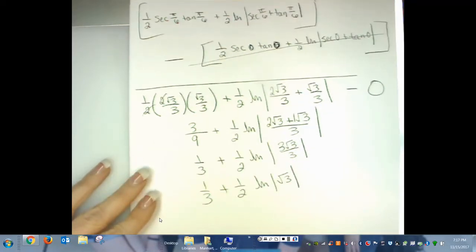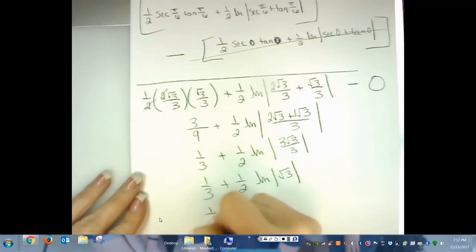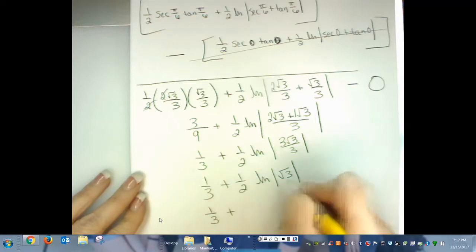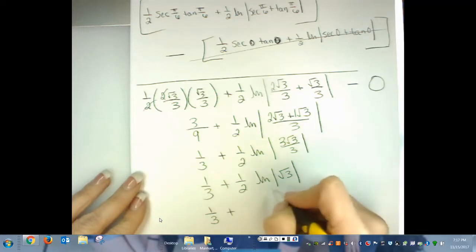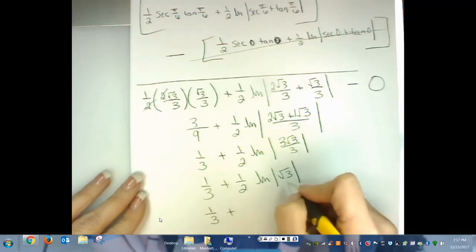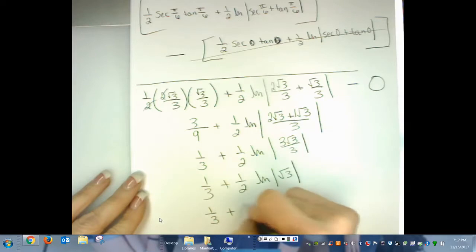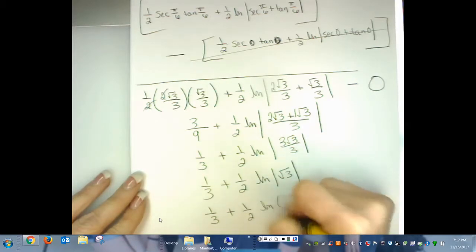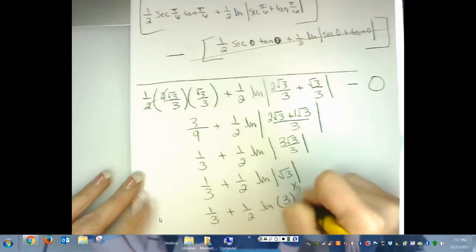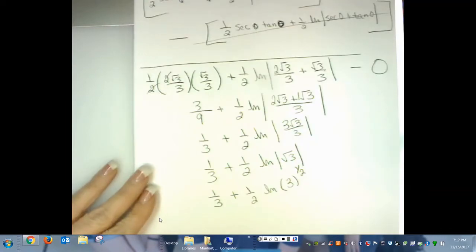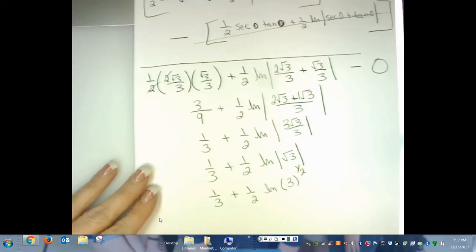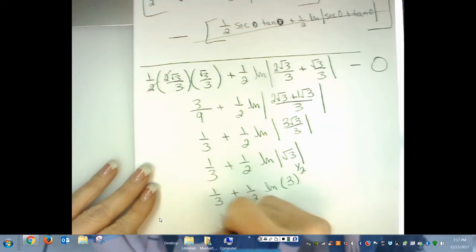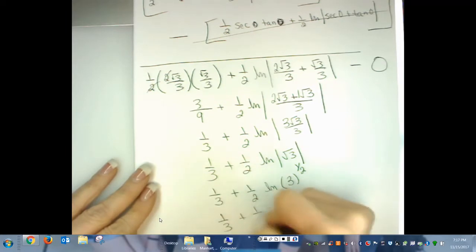It depends on the solution manual, but I will say that I have noticed that they don't condense this natural log. They actually expand it because they say that that's the natural log of 3 to the 1/2 power. You don't need the absolute value bars. And then this 1/2, they actually bring it in front and make it 1/4.